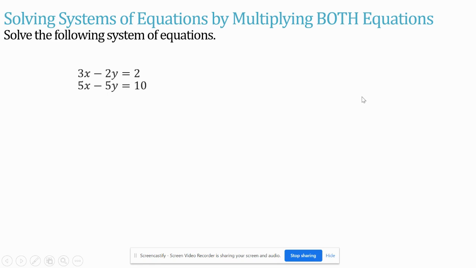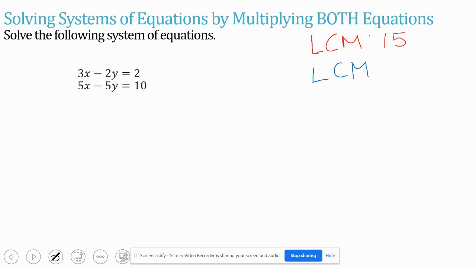We don't have additive inverses, we don't have identical terms, and we don't have an equation in the form of x equals or y equals. So we know that we're going to have to create a set of additive inverses here. To start that, I'm going to list the LCM for the coefficients of x. And the LCM of 3 and 5 is 15. You can list out your multiples if you want. I'm not going to do that here. I'm using my mental math.